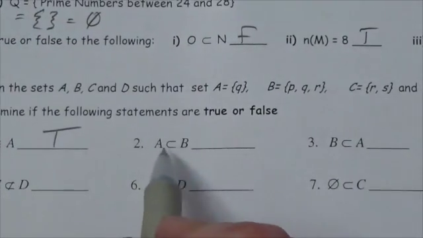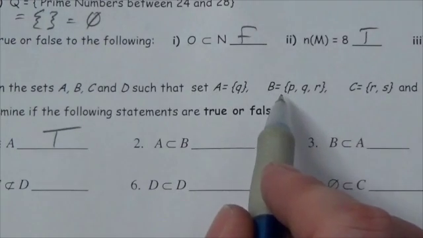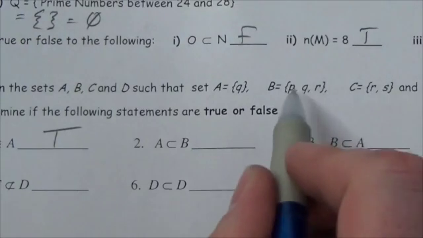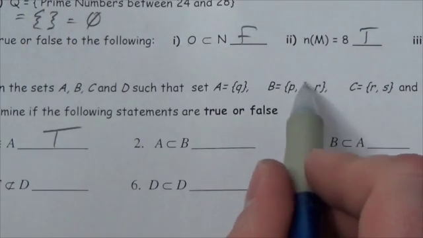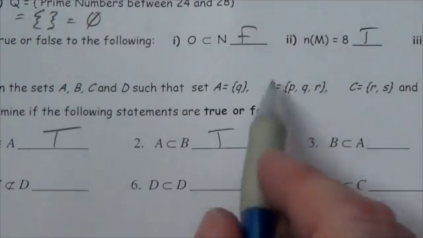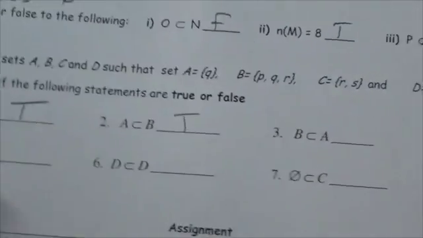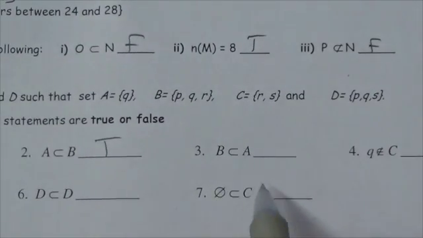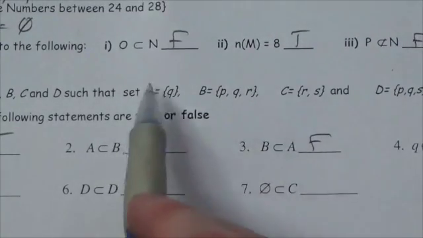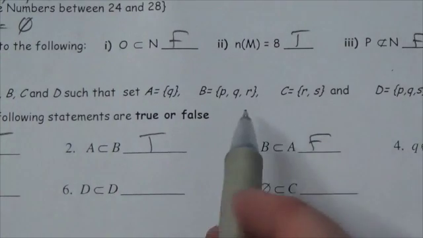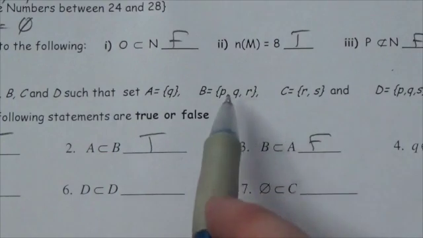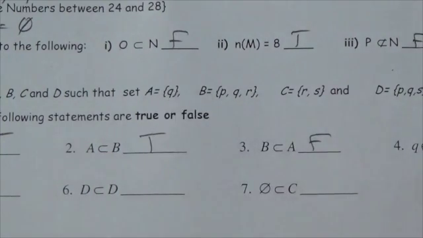2. Is A a subset of B? Does that mean, can I find the set A inside the set B? Yes, I can, because there's a Q in there. And so yes, that is true. A is a subset of B. The elements of A can be found in B. Is B a subset of A? No, that is false. It's not true because B is bigger than A. At the very least, that's why. The only element that they share is Q. In order to be a subset, P and R would have to be in A. So there we go, false.